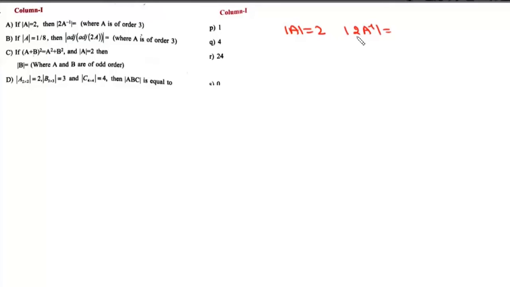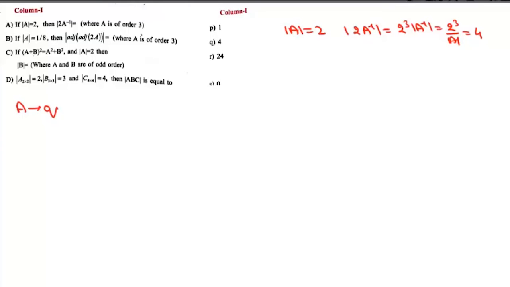Now we know that determinant of kA is k to the power n into determinant of A. So it will be 2 cube into determinant of A inverse, which is 2 cube upon determinant of A, and determinant of A is 2. So this value is equal to 4. So this A matches with Q.